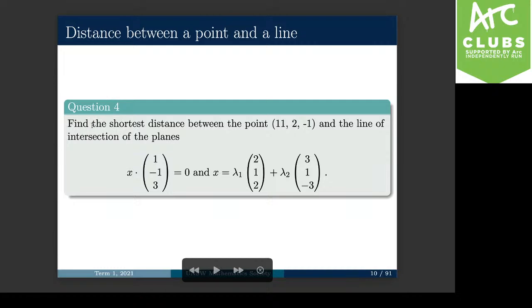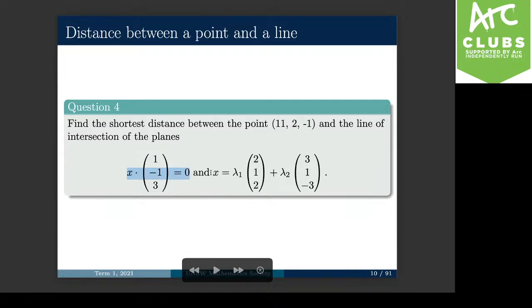So this is in the notes section of Algebra, so find the shortest distance between point 1, 1, minus 1 and the line of intersection of the planes. So the first thing that you immediately notice is that you're trying to find the line of intersection of the planes, right? And note that they actually already give you x. So what do you do when you first try to find a line of intersection?